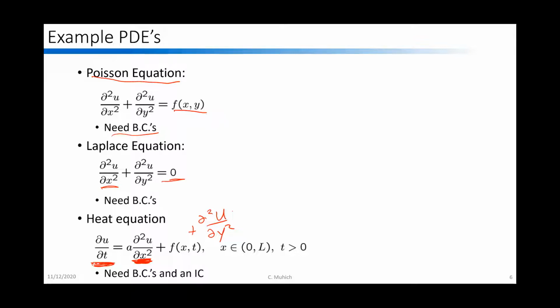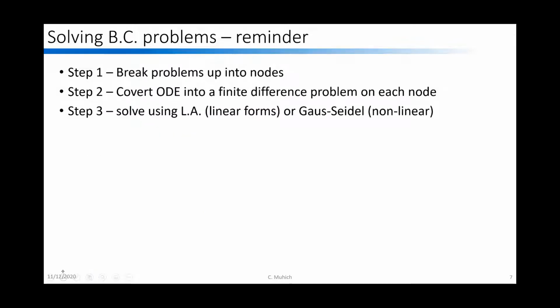Let's first talk about the boundary condition partial differential equations, and then we'll come back and talk about places where we need both boundary and initial condition problems. Why we're going to start with the boundary condition problems is this is going to be quite analogous to our one-dimensional boundary value problems that we covered in the previous unit.